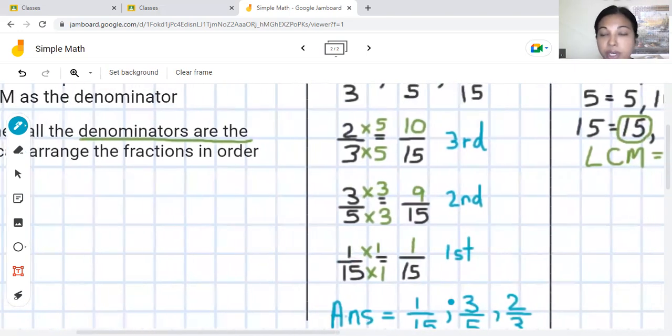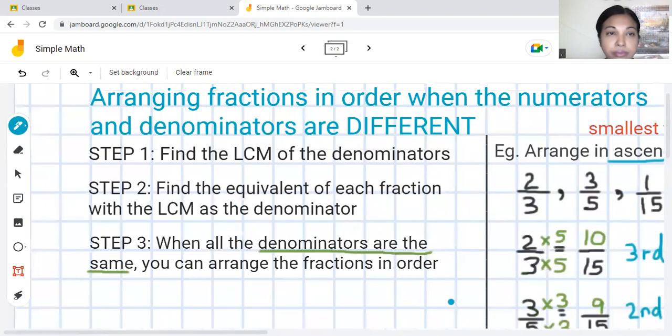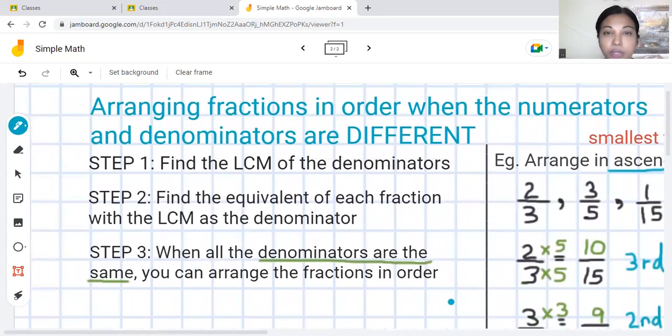Again, let's do a recap. When you are arranging fractions in order, when the numerators and denominators are different, these are the steps that you would follow. Step 1, find the LCM of the denominators. Step 2, find the equivalent of each fraction with the LCM as the denominator. And step 3, when all the denominators are the same, you can arrange the fractions in order.